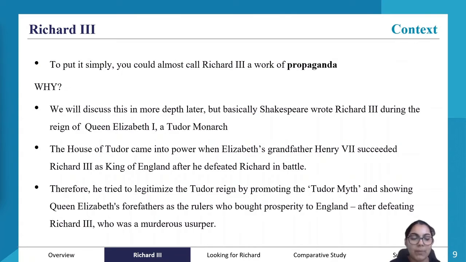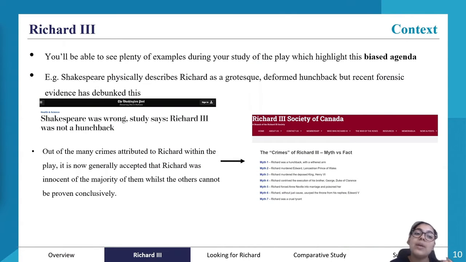That's what Shakespeare's showing, but why is it inaccurate? Because a lot of this is not proven by history, and there is a lot of biased agenda here. So Shakespeare, for example, physically describes Richard as grotesque. He has a deformed hunchback. But we've actually found out that recent forensic evidence has shown that Richard was not a hunchback. Now, why is this important? What difference does it make that Shakespeare's shown Richard as a deformed hunchback?